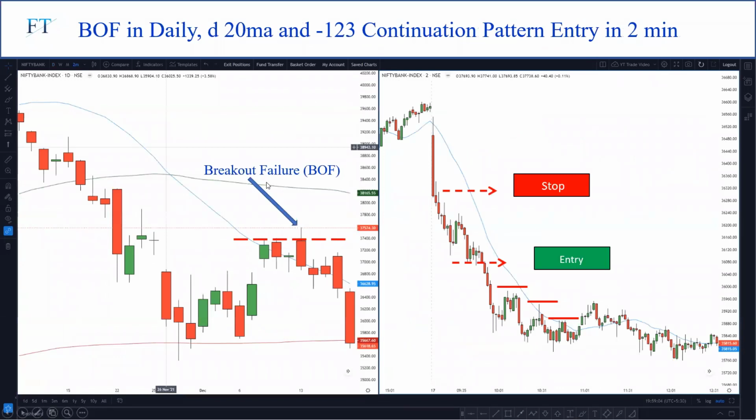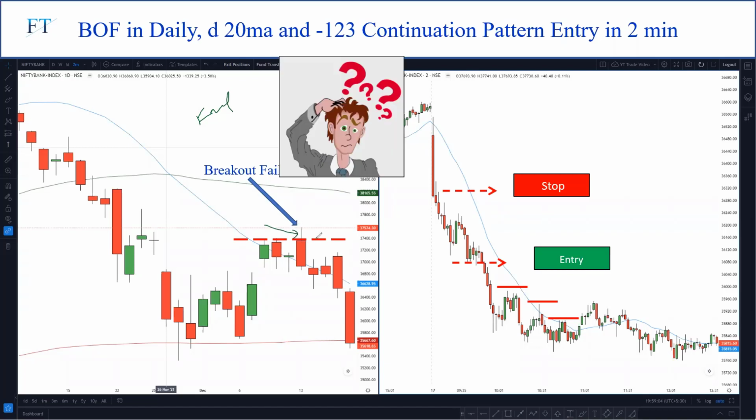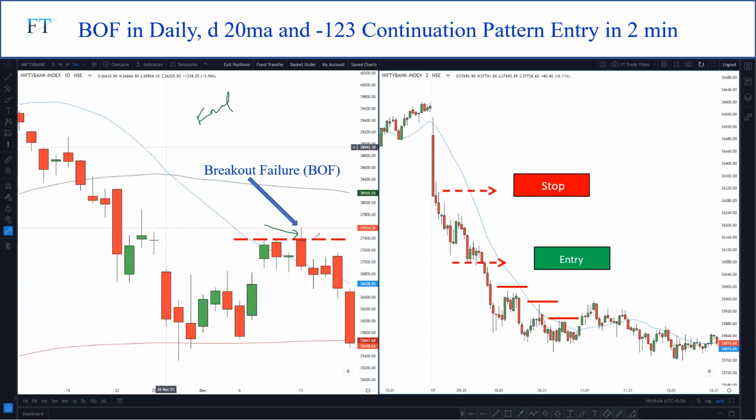Okay, so now this is the third example, and this is to the short side. So we have a breakout failure bar. Now, when we have failure patterns, these are my favorite. Why? Because they tell us that all those traders who have jumped on to buy this breakout have eventually got caught up. And when people get caught on the wrong side of the trade, they are the first ones to close their position, which will even more fuel this price action to move downside, right?